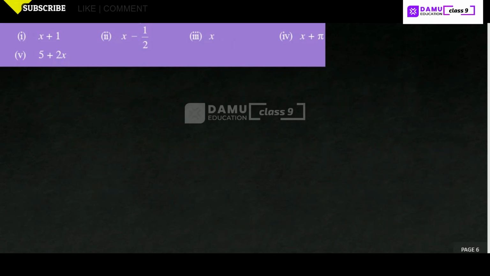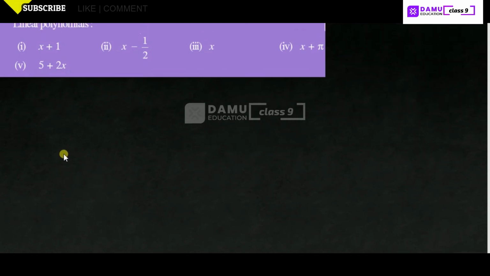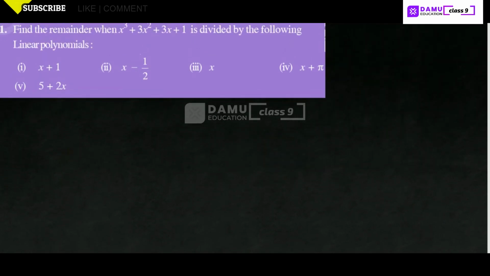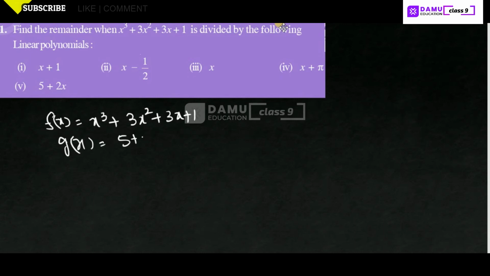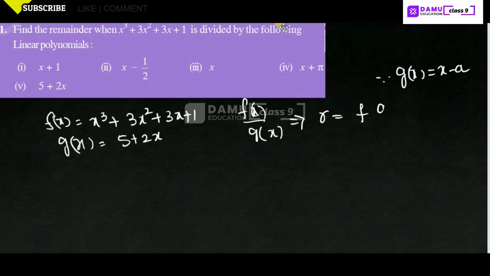Next one, our fifth one is 5 plus 2x. So write this expression. f of x will be x cube plus 3x square plus 3x plus 1. Then g of x will be equal to 5 plus 2x. So f of x by g of x. If you divide, what will the remainder be? If g of x is x minus a, then f of a will be the remainder. If it is x plus a, it will become minus. If it is a minus, it will become plus. Now substitute here 5 plus 2x.